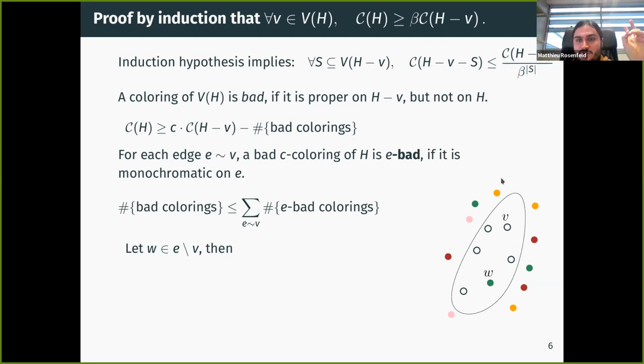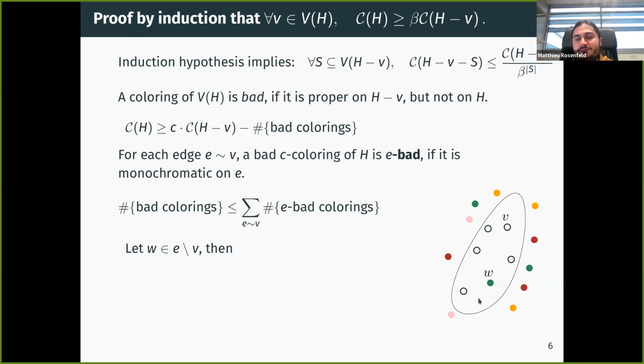First, this is a proper coloring of the remaining hypergraph, right? As soon as I've forgotten about V, this is a proper coloring. So this is fine. Now the second thing is, how many ways do I have to extend this into an E-bad coloring? Well, there is only one way, right? Because an E-bad coloring has to be monochromatic on E. So this is the only way to extend it into an E-bad coloring.